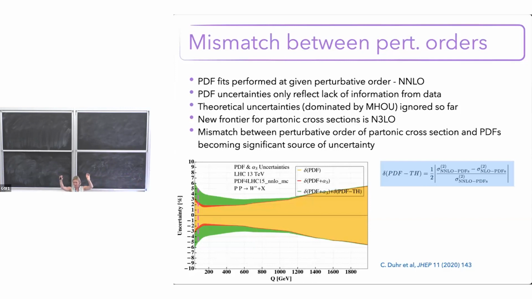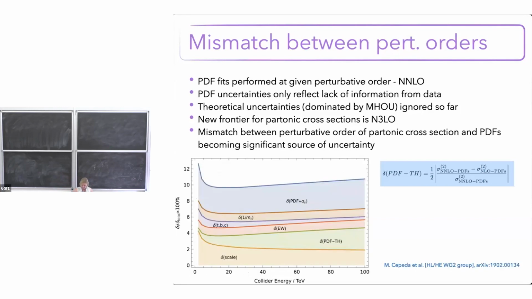Because remember the factorization, you have sigma hat and the PDF. If the PDFs are computed at NNLO, and this is N-cubed below, there is a mismatch, okay? So this is why the frontier is to either give ourselves some kind of theoretical uncertainty in the PDF, or try to go towards approximated N-cubed below PDFs, okay? Very good, and this is the same for the Higgs.